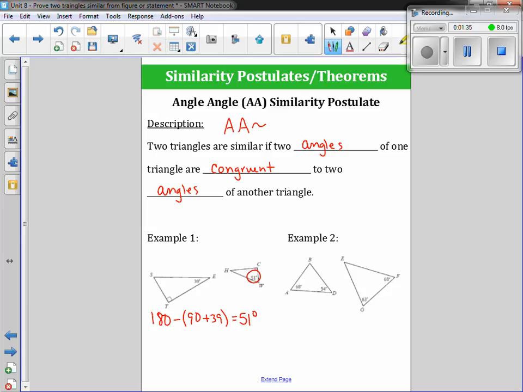In example 2, I have 68 degrees and 54 degrees in my first triangle. So I'm looking for angle B to match this 63-degree angle. If it doesn't, then it's not similar. If it does, then it is. When I subtract 180 minus 68 minus 54, I find a value of 58 degrees, and 58 degrees is not equal to 63 degrees. So therefore, these two triangles are not similar.